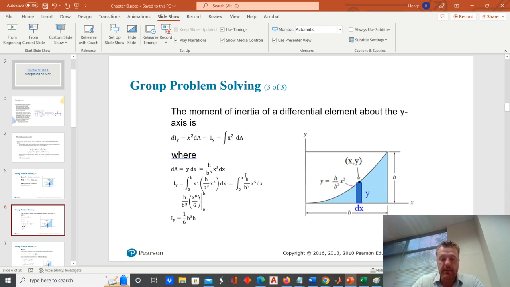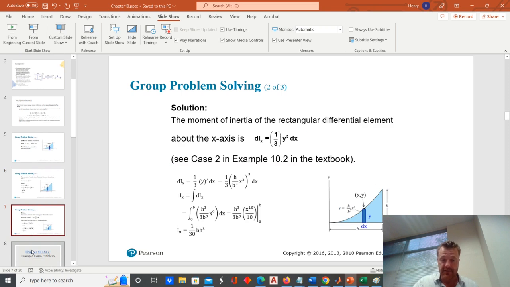If we evaluate that from the upper limit of b to the lower limit of 0, we get an expression for the moment of inertia about the y-axis, which is just 1/6 b cubed h, and it just looks like alphabet soup because all of the dimensions and the function are, of course, expressed in terms of those constants b and h versus actual numbers. But if we were to put an absolute number on the moment of inertia and compare it to another shape, we would see that this should have a relatively large moment of inertia about the y-axis because a lot of that area is far away in the perpendicular sense in the horizontal direction.